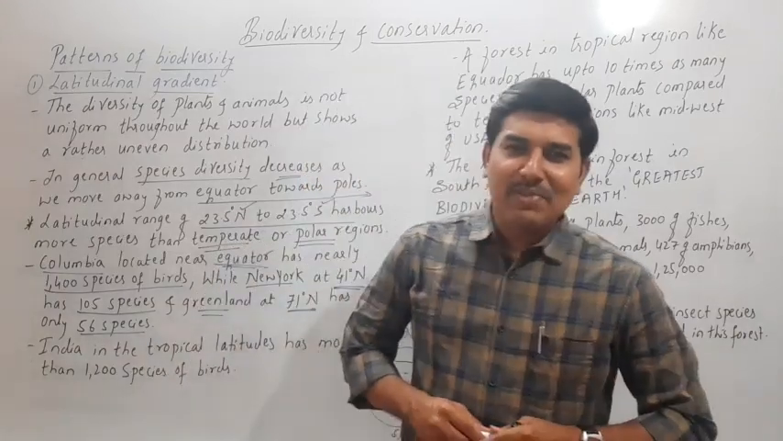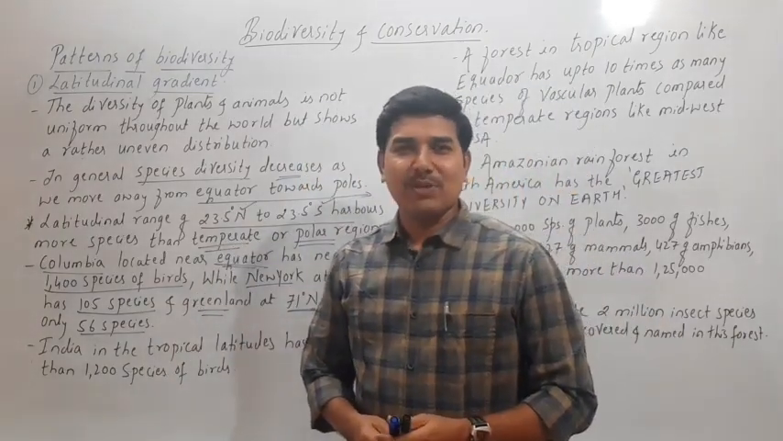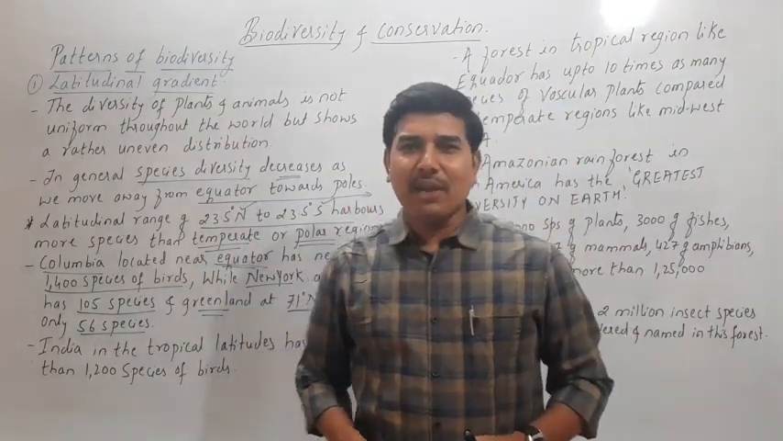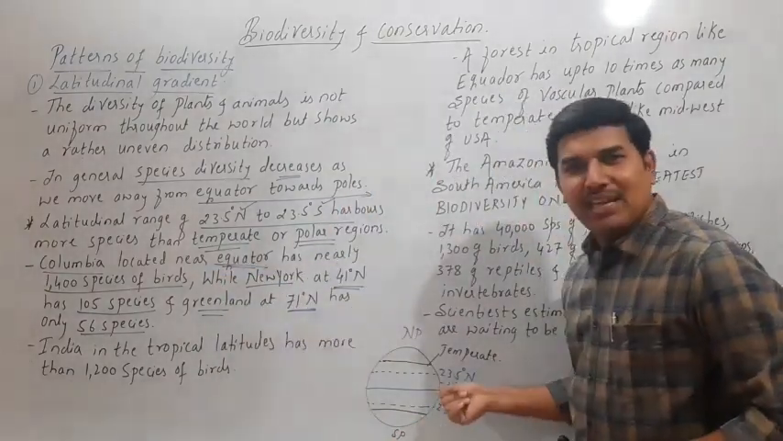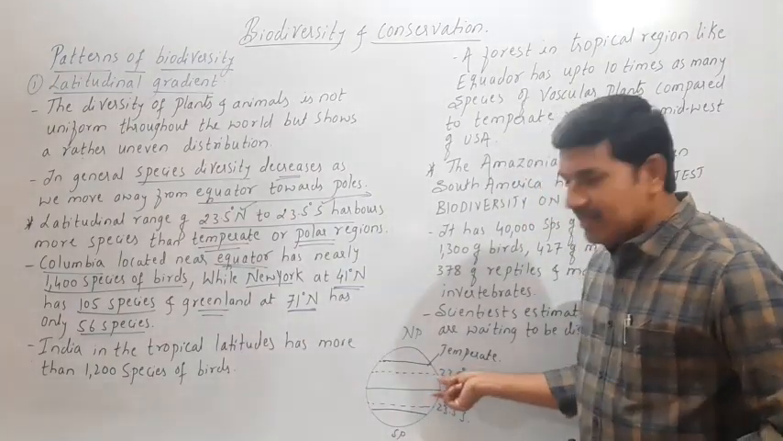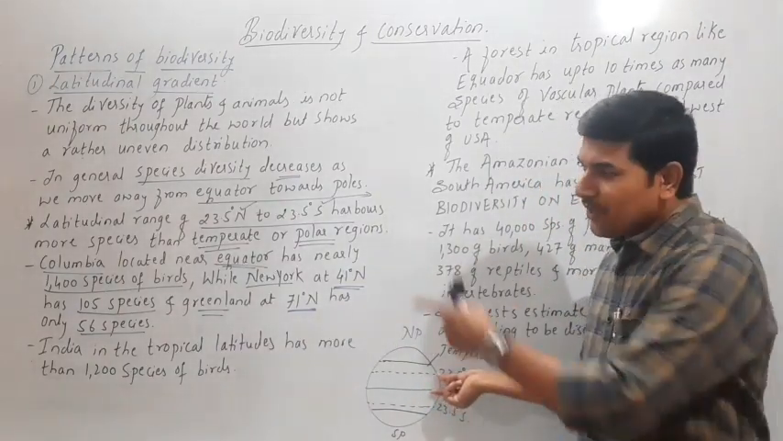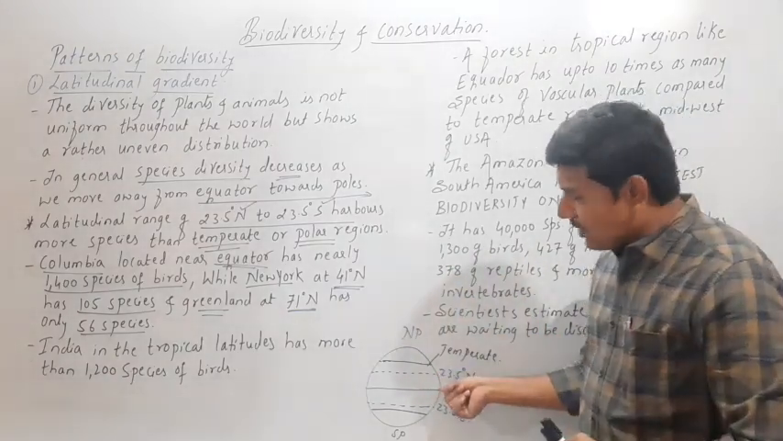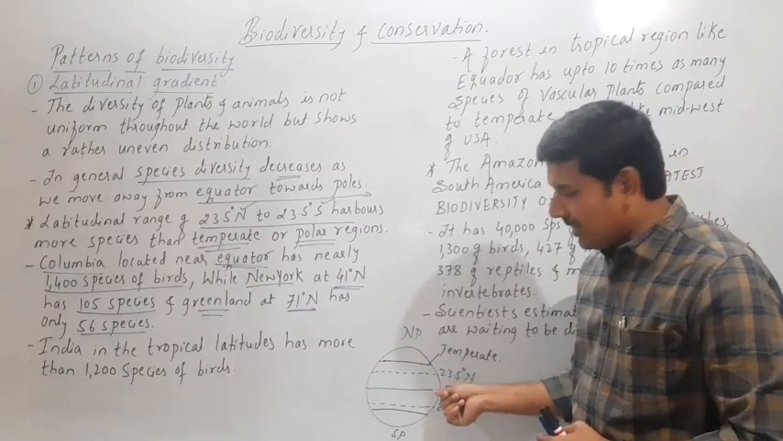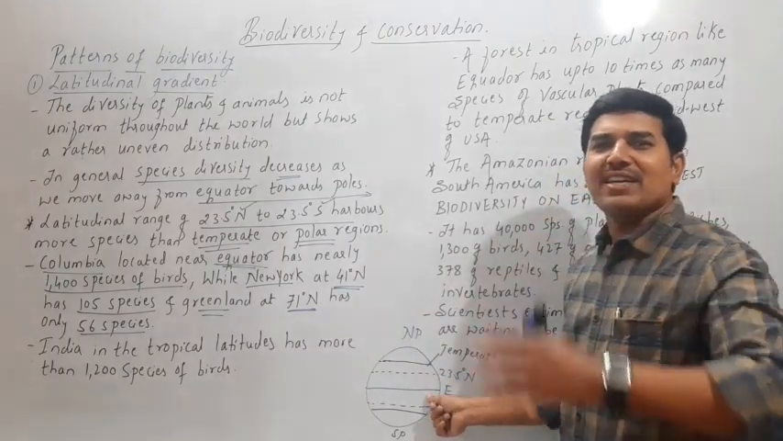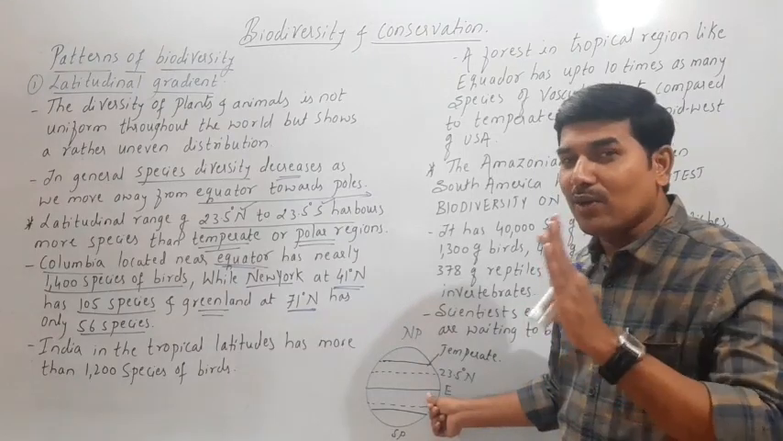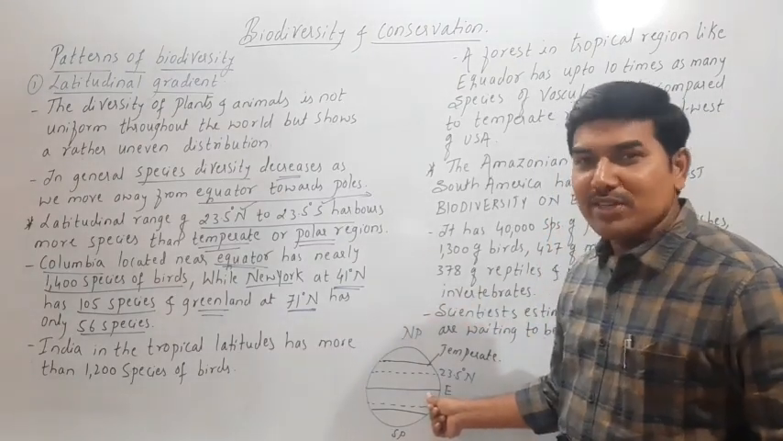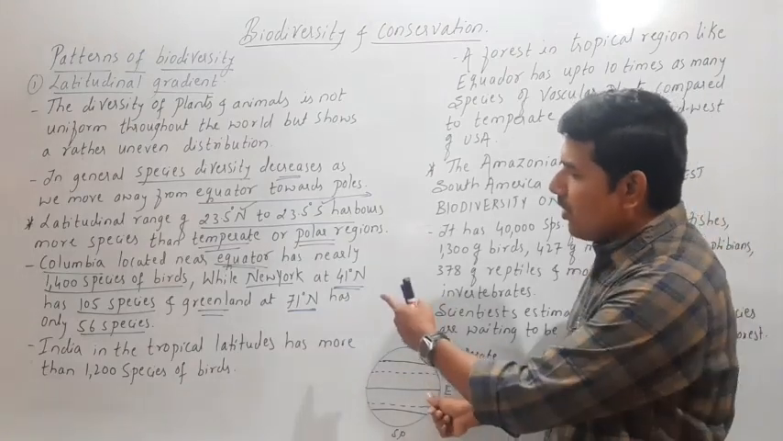Now look at the species richness with respect to the birds here. Colombia, as it is located near the equatorial region, as we know, this equatorial belt has the highest number of species. So we are taking an example of Colombia. Colombia, which is located nearer to the equator, not exactly at the equatorial belt, has the highest number of species of birds. We are talking only about the birds. Be particular about it. It has 1400 species of birds.